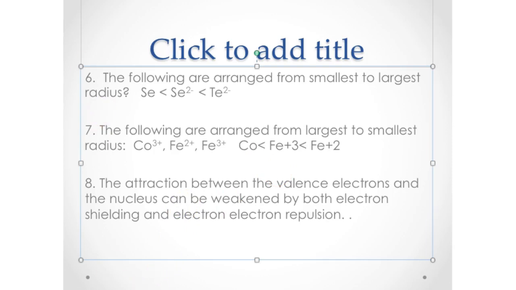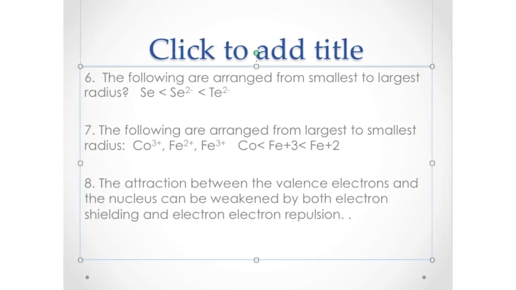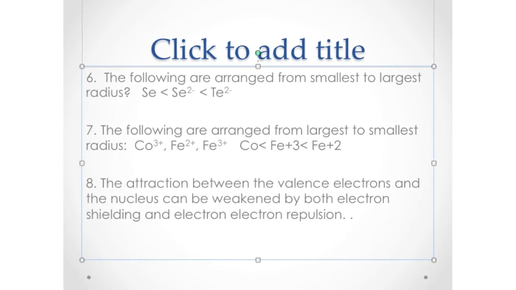And then for 8, 8 is actually true. So electron shielding can weaken the attraction between the nucleus and the valence electrons, and so can electron repulsion, because as the electrons are repelling one another, it generates a disturbance in the attraction. But we learned that the effective nuclear charge already takes that into consideration.